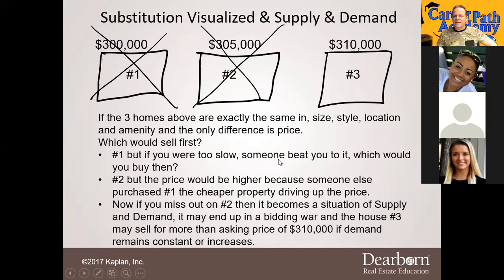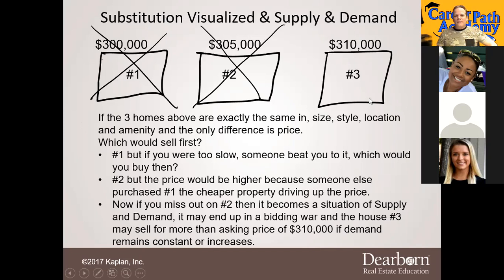They're all exactly the same. But you know what? You're not the only one that was thinking that. So somebody beat you to it. Now, which one would you buy? 305. There you go. That's the theory of substitution. That's how it works. Now, somebody beat you to that one. Now, which one are you going to buy? 310.